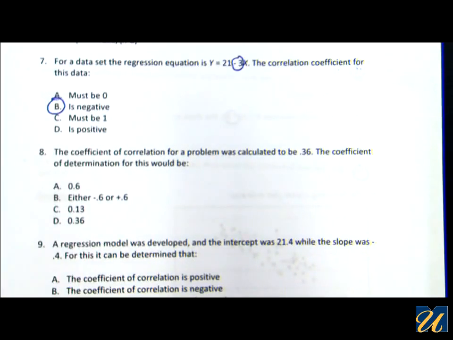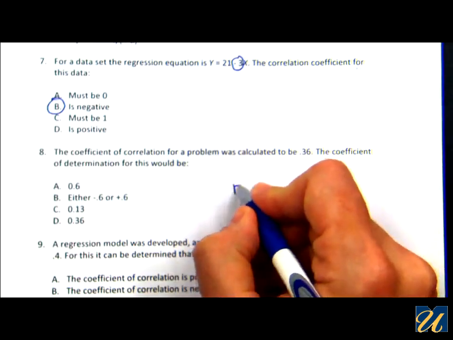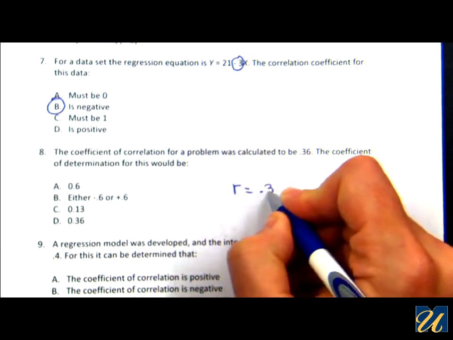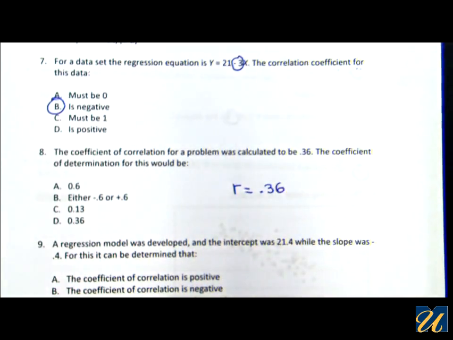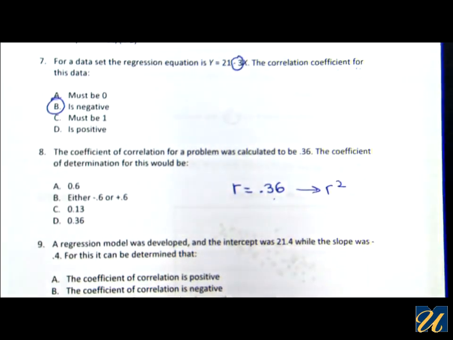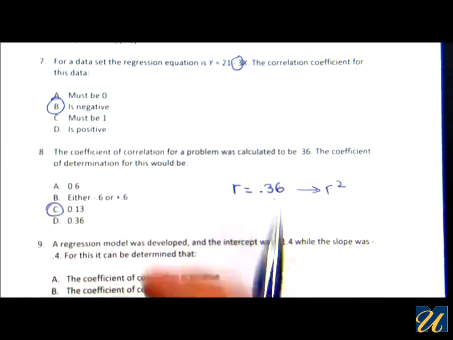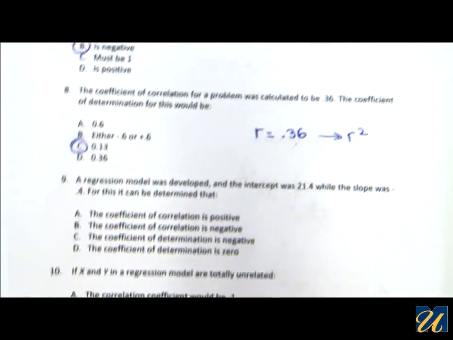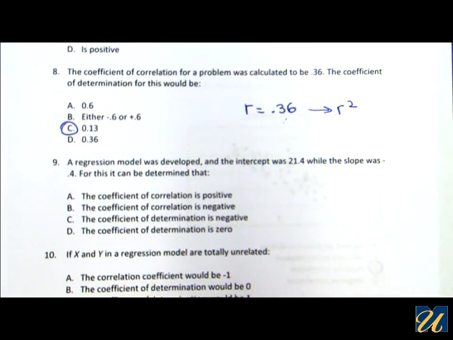The coefficient of correlation for a problem was calculated to be 0.36. The correlation coefficient is R is equal to 0.36. The coefficient of determination for this would be what? So we have R, and we're looking for R squared. All we need to do is 0.36 squared. So in this case, this would be 0.13. You square the R, which is 0.36.